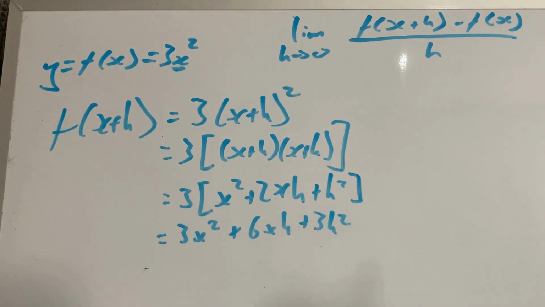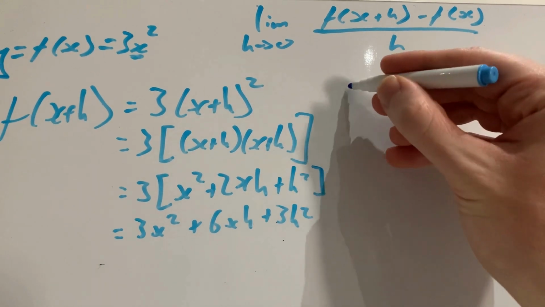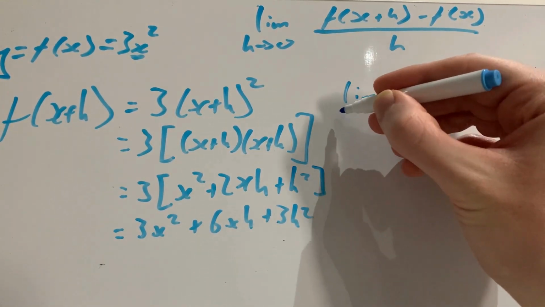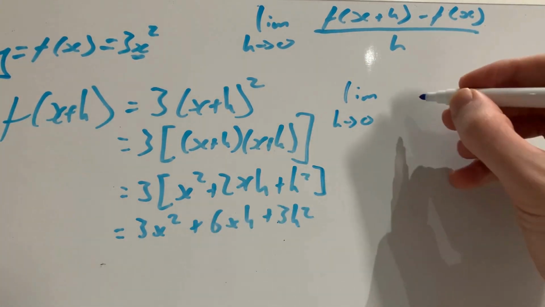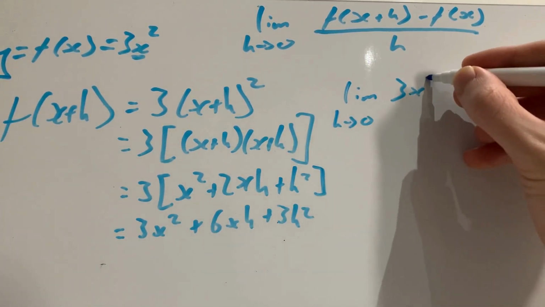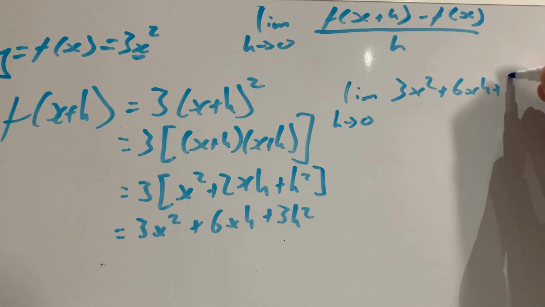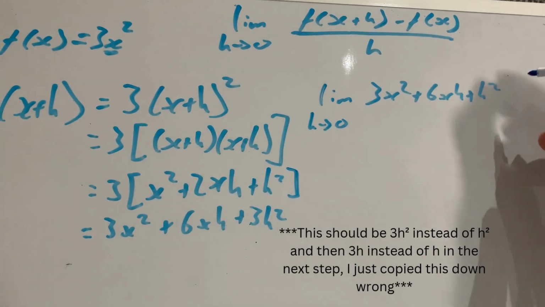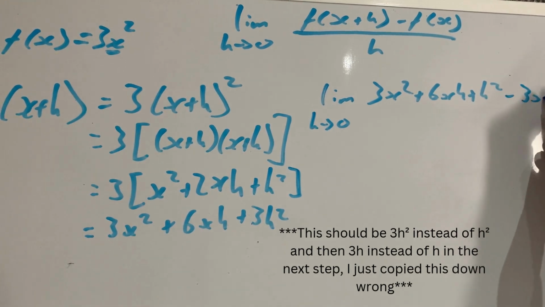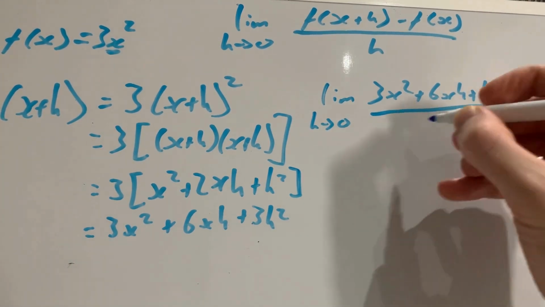So now that we have f of x plus h, we can work on plugging everything in over here. The derivative is going to be the limit as h tends to 0 of f of x plus h. So we write everything that we just worked out, 3x squared plus 6xh plus 3h squared, and then we want to take away f of x, which is just 3x squared. And all of that over h.